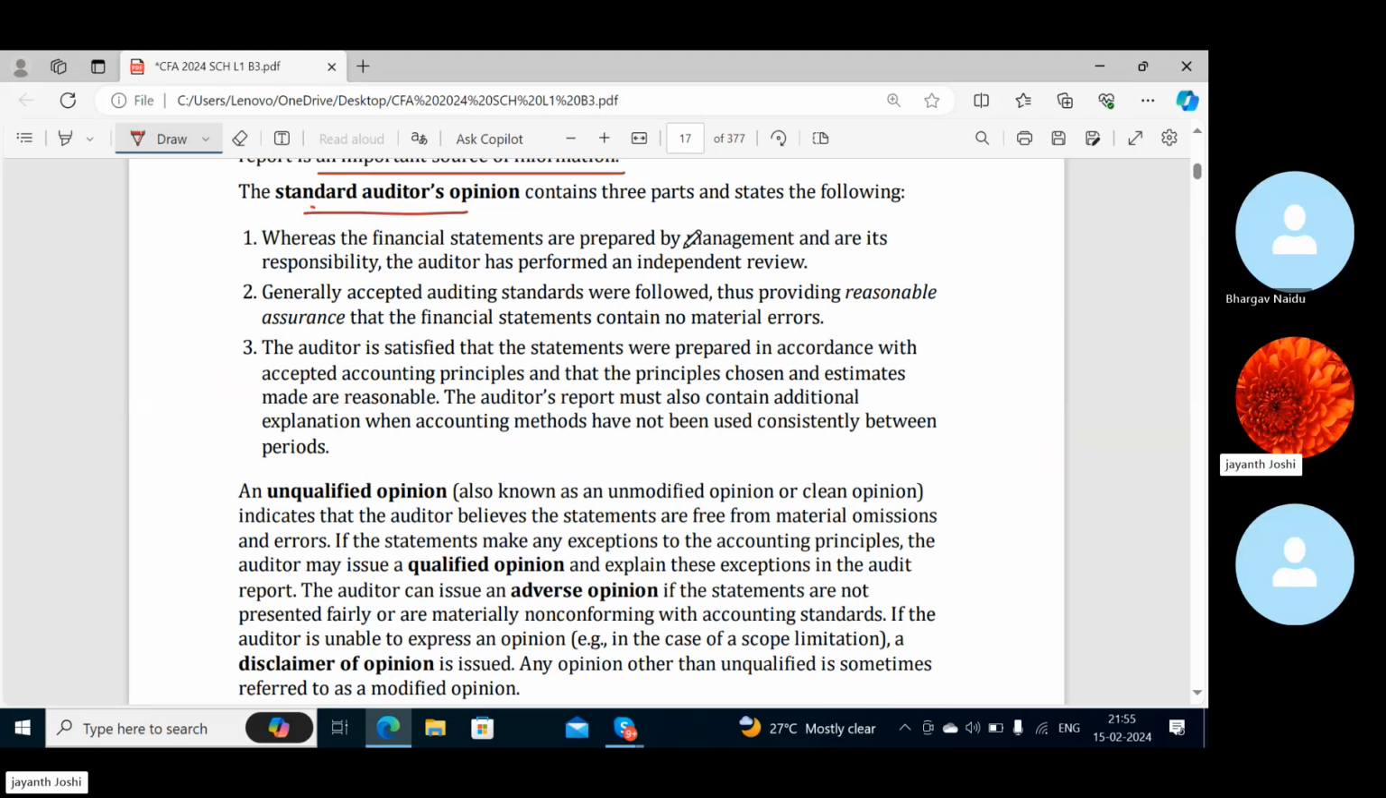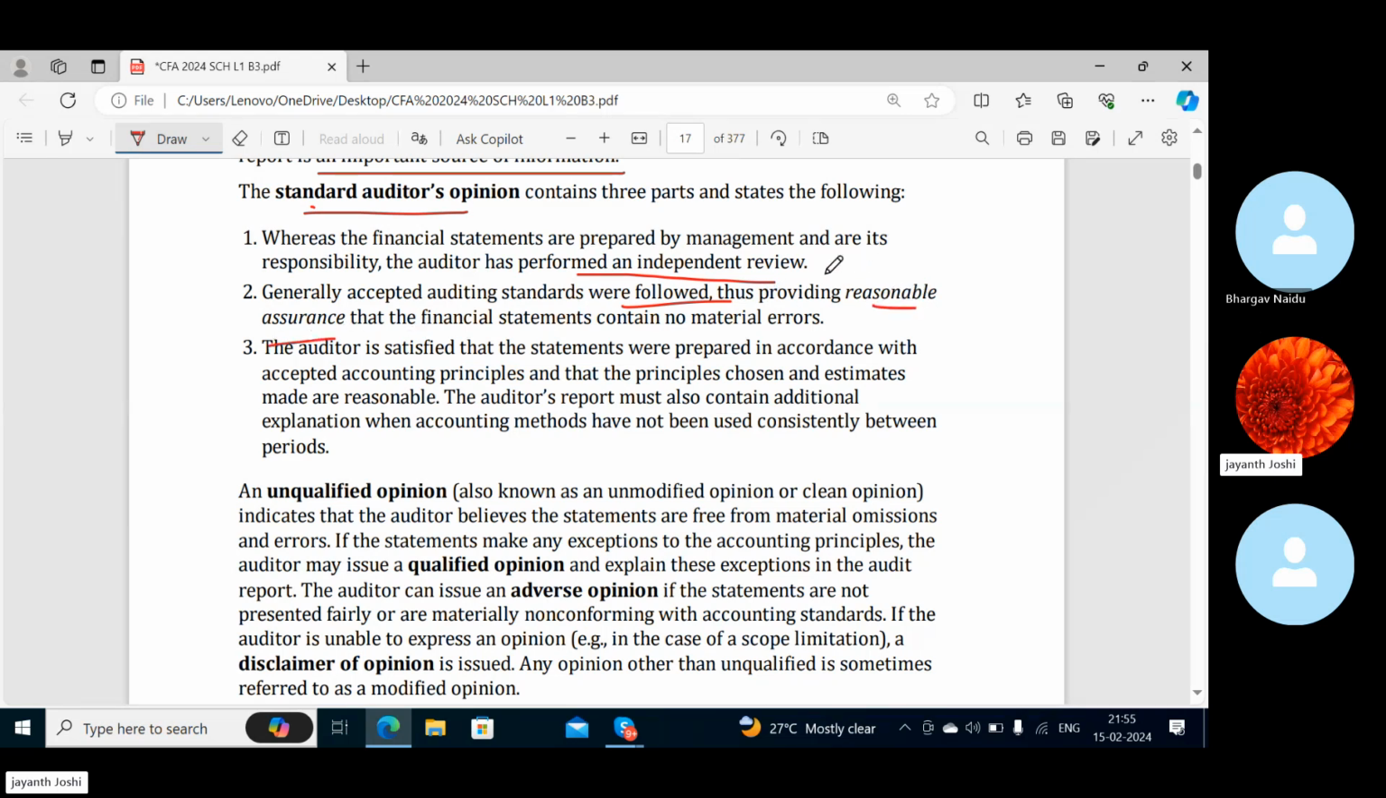Whereas the financial statements are prepared by the management and are its responsibility, the auditor has performed an independent review. So the statements are prepared by the management, of course, and they have to make sure that the auditors do an independent review of the statements they have prepared. Generally accepted auditing standards are followed. Yes, we have audit standards as well, thus providing reasonable assurance.